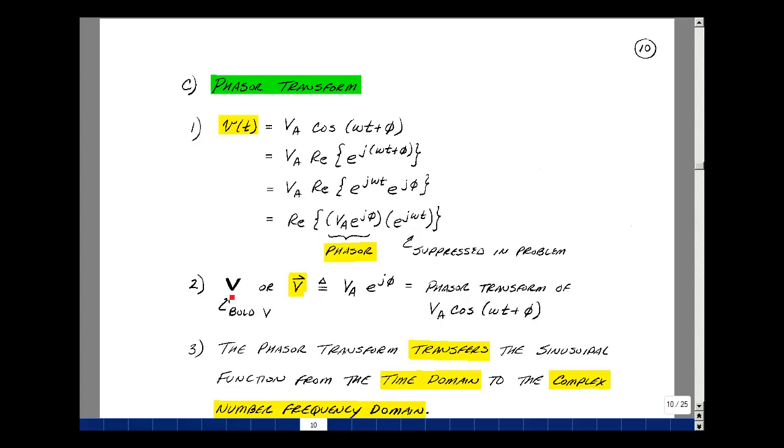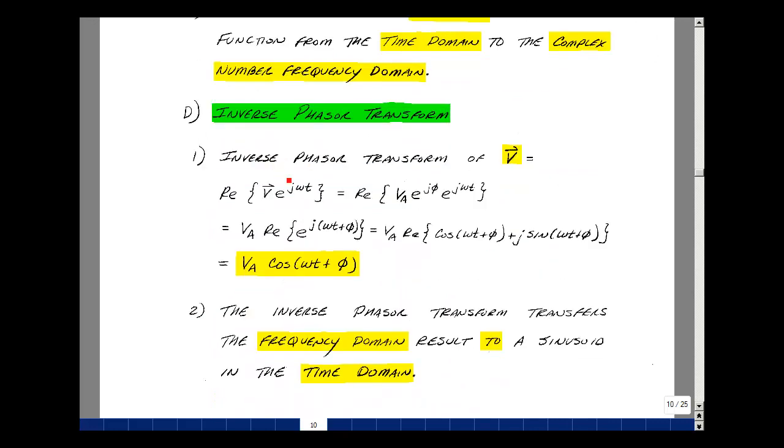Now, in many textbooks, they use the bold letter to represent the phasor. That's a little hard with handwriting, so I'm going to use the letter with a broken arrow on top, so we won't confuse this with current. That simply means that I have a length of v sub a and an angle of phi. This is going to be called our phasor transform from the time domain to the frequency domain.